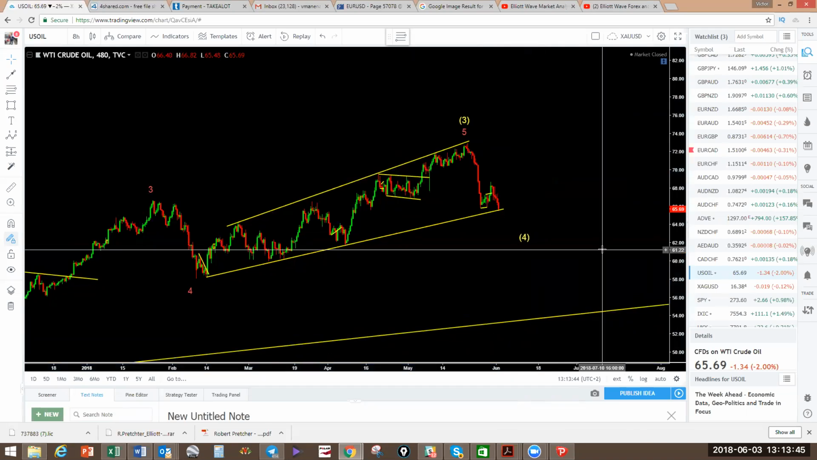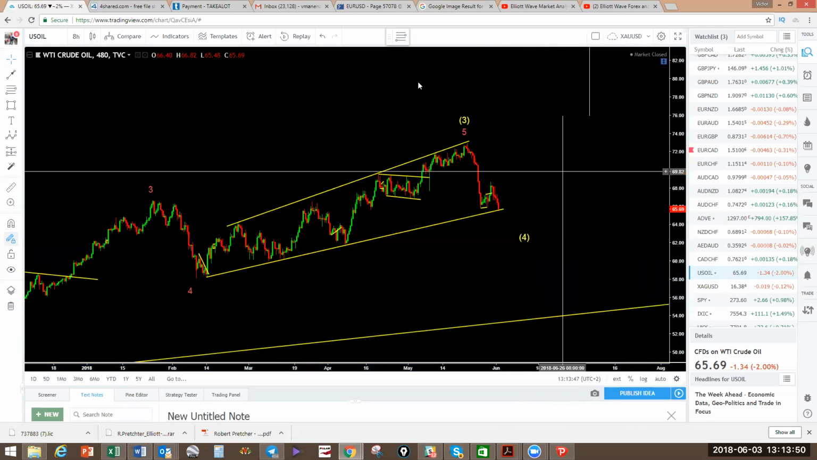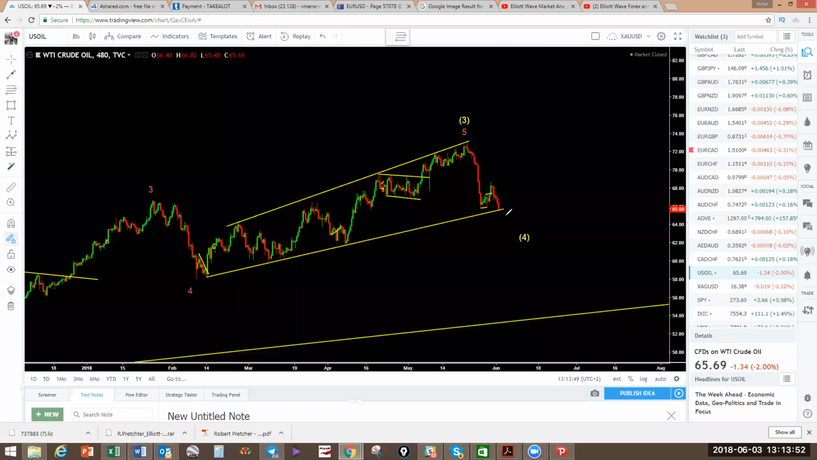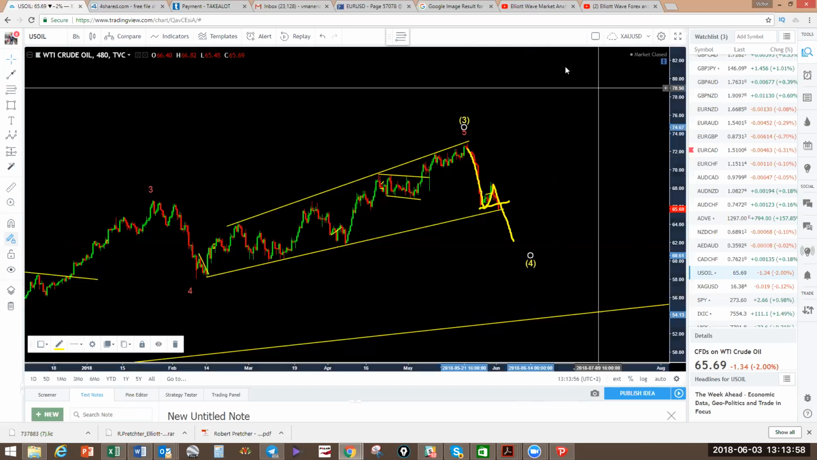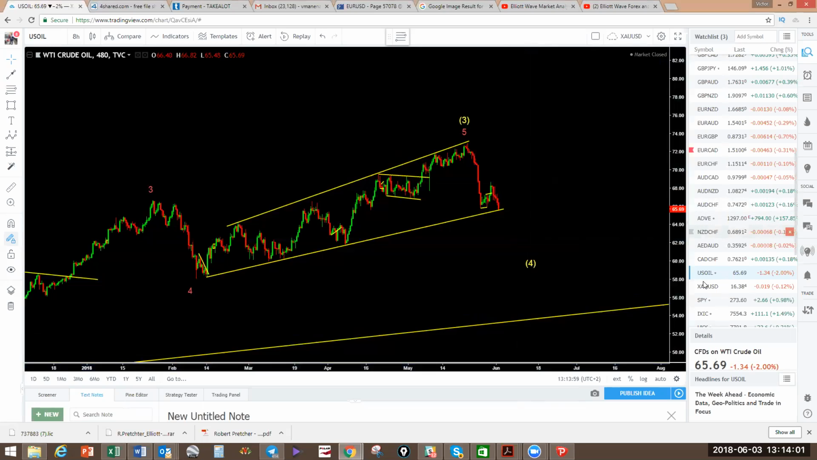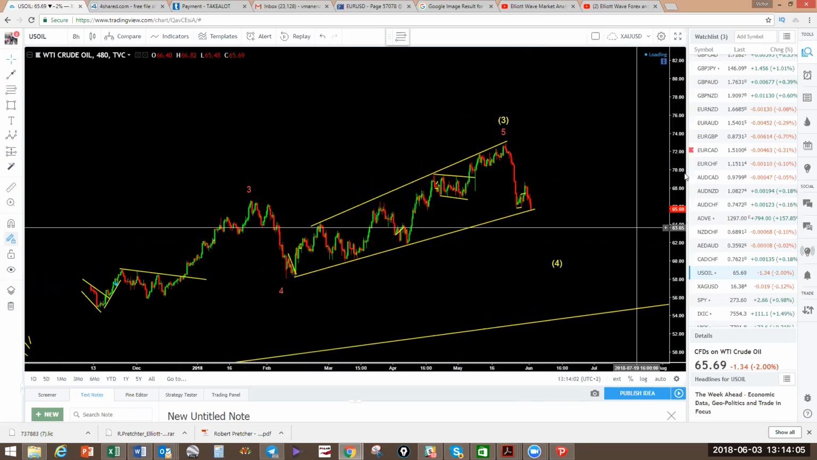So that is WTI crude oil. So what are we looking at? We're looking for this to make an ABC. We're already making a down move here, and that will possibly take us further that way. All right, so that's US oil, and now we can look at the indices.